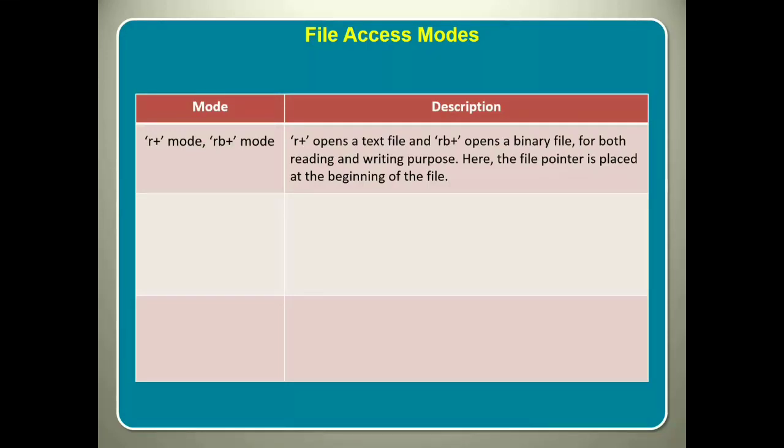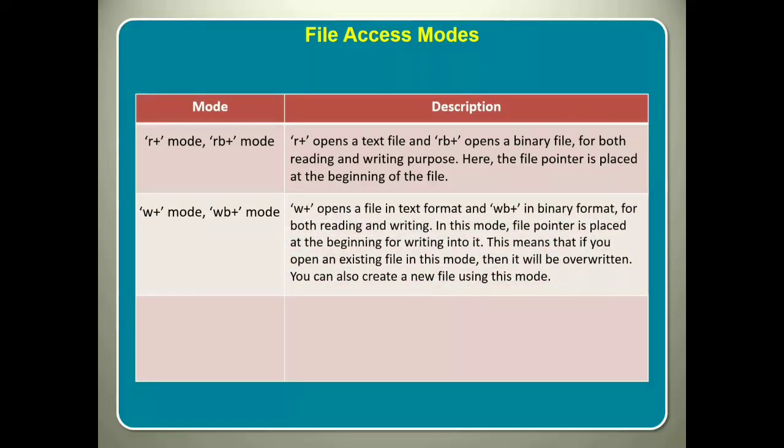The next file access mode is the w+ mode. w+ opens a file in text format and wb+ in binary format for both reading and writing. In this mode, the file pointer is placed at the beginning for writing into it. This means that if you open an existing file in this mode, then it will be overwritten. You can also create a new file using this mode.